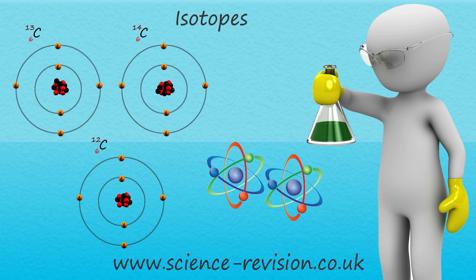Hi, in this video we will find out what isotopes are by looking at the isotopes of the elements carbon and hydrogen. We will also look at the chemical and physical properties of isotopes and finally explain how to calculate the relative atomic mass of isotopes.